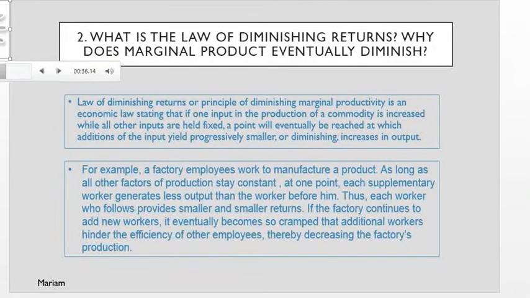For example, factory employees work to manufacture a product. As long as all other factors of production stay constant, at one point each supplementary worker generates less output than the worker before him. Thus, each worker who follows provides smaller and smaller returns. If the factory continues to add new workers, it eventually becomes so cramped that additional workers hinder the efficiency of other employees, thereby decreasing the factory's production.